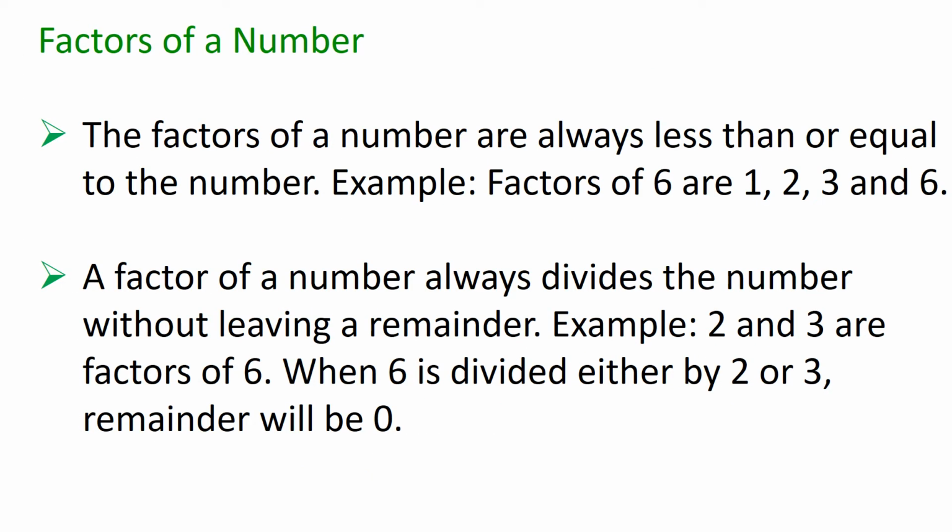Children, now more points about factors of a number. The factors of a number are always less than or equal to the number. For example, factors of 6 are 1, 2, 3 and 6. If you see, the factors are either less or equal to 6. Next, a factor of a number always divides the number without leaving a remainder. Example, 2 and 3 are factors of 6. When 6 is divided either by 2 or 3, the remainder will be 0.